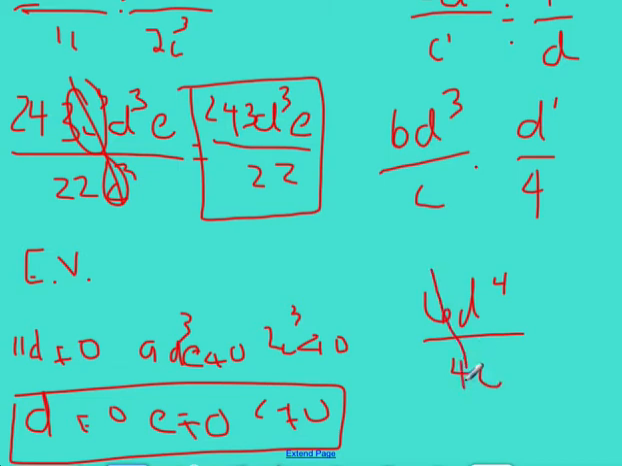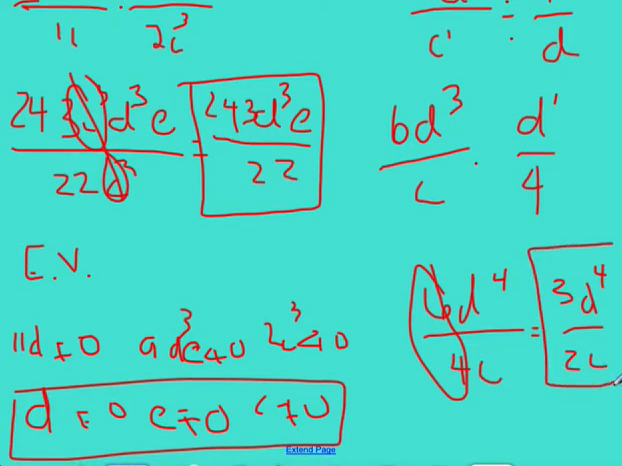So the last thing I need to do is reduce that fraction. 6 and 4 are both divisible by 2. So then I end up getting 3D to the fourth divided by 2C. And this is my simplified rational expression.